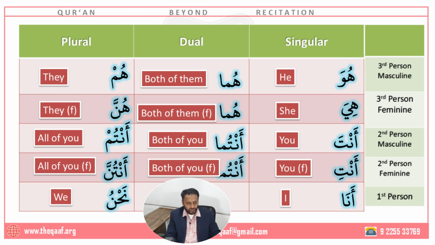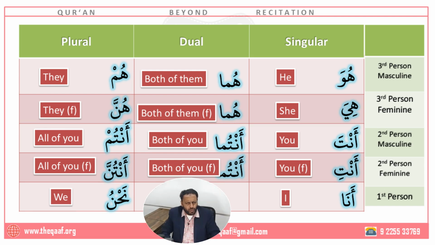Just not to affect the rest of the students who have not memorized, I am giving you 2 minutes. Only 2 minutes. Grasp and memorize as much as you can here and now. Huwa, huma, hum, hiya, huma, hunna. Anta, antuma, antum, anti, antuma, antunna. Ana, nahnu. Your time starts now.